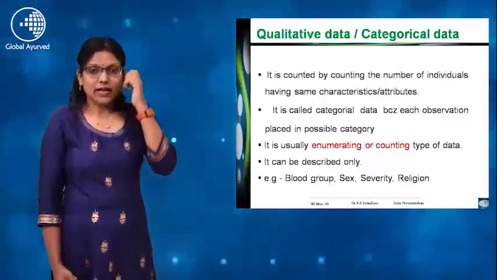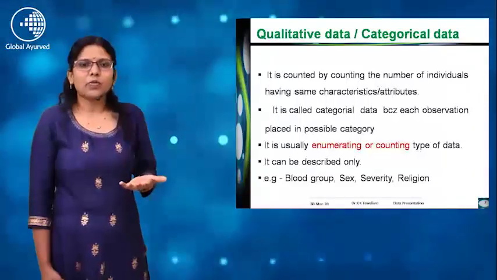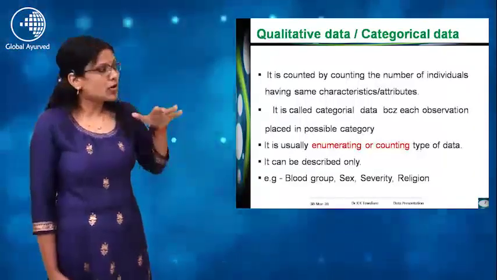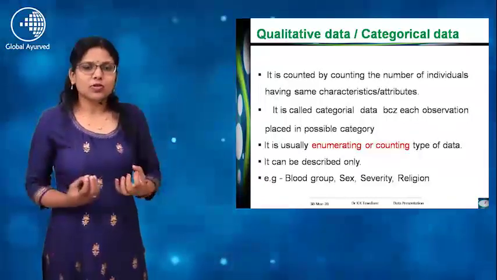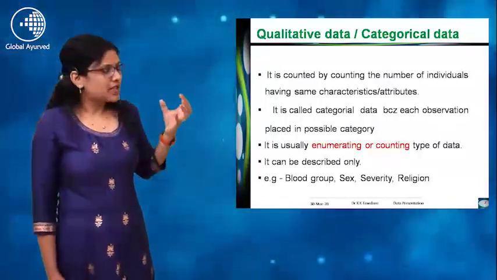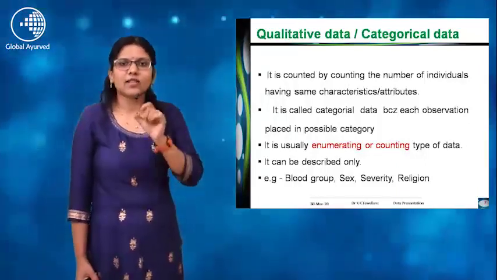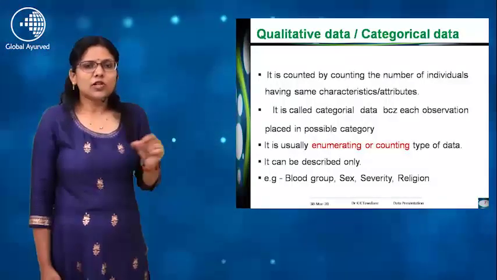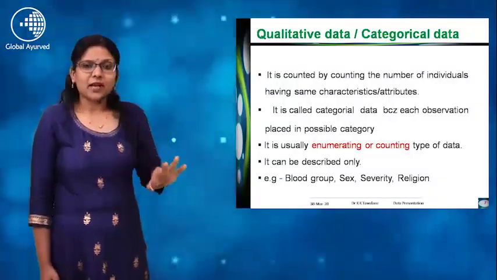It is also called categorical data because it is counted by counting the number of individuals having the same characteristics or the same attributes only. It is called categorical data because each observation falls in some category. It is usually called the enumerating or counting type of data. It can be described only.